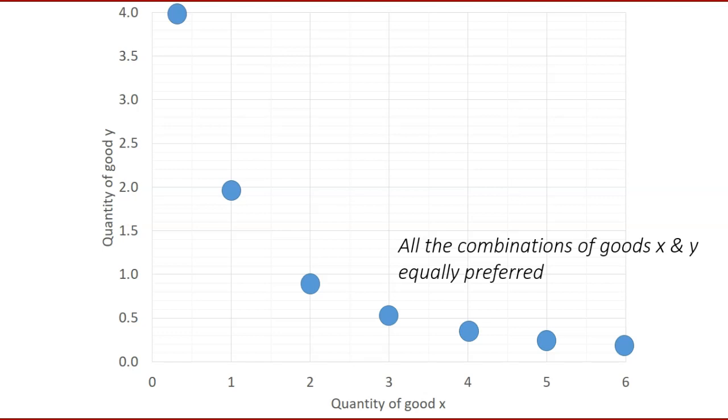Since they like each of them equally, they're all equally preferred, so our consumer is actually indifferent between them. If they have to choose one of these combinations, they don't care which one, because each one makes them just as happy. So let's join those dots and we get this indifference curve. We call it an indifference curve because it's showing that for all these combinations our consumer is indifferent between them.